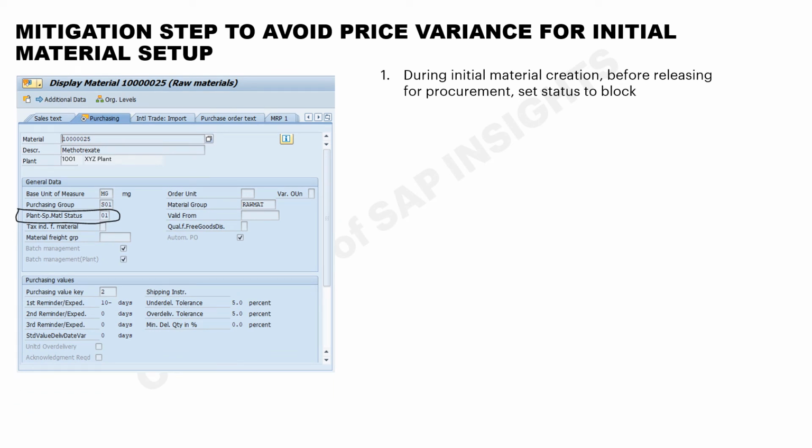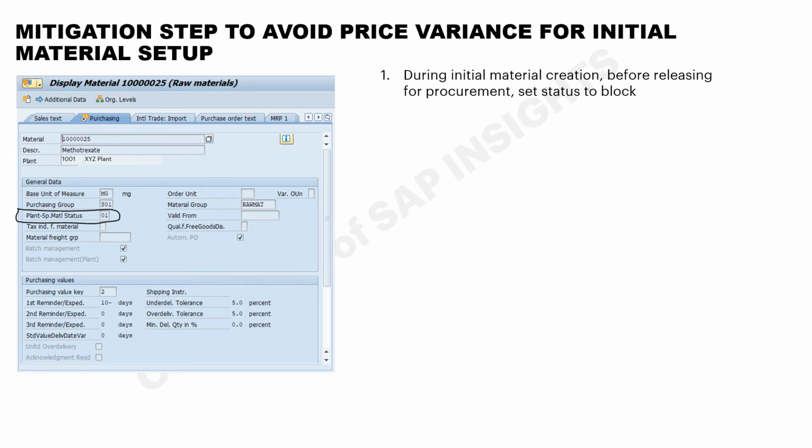Now let's look at some best practices, or what we can do to avoid this price variance being hit during the goods receipt. When a new material is submitted for creation, it is always advisable for the master data team to block the material at the plant material status 01, which blocks it for procurement and warehouse activities. And why do you want to block it? Because you're pending finance validation.